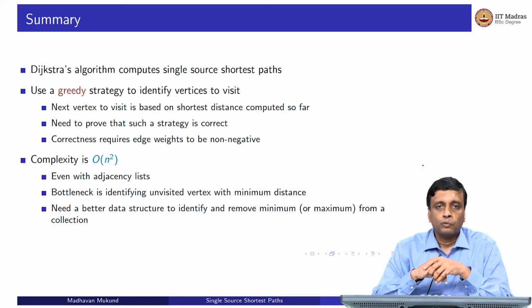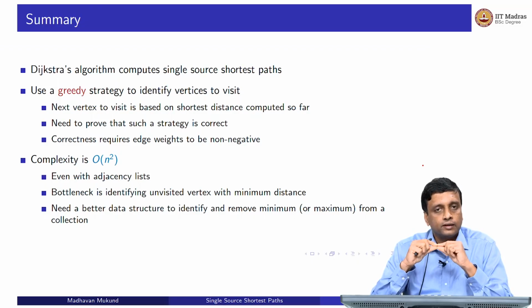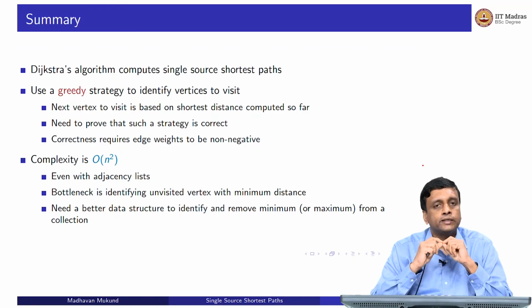But one of the bottlenecks is that because of this problem of having to identify the next vertex as the one with the minimum distance among the unvisited ones, that takes order n time inside an order n loop. So we have this complexity bottleneck of order n squared whether we use an adjacency matrix or an adjacency list.